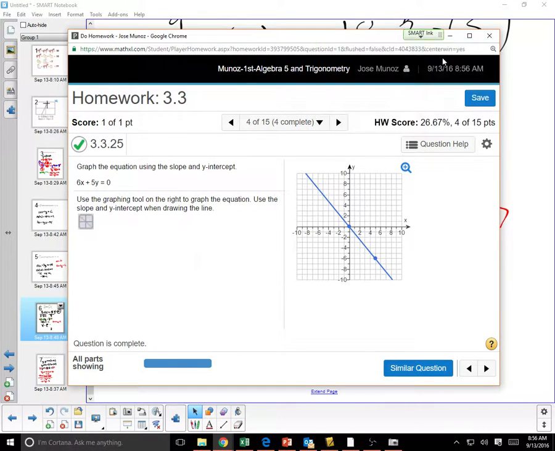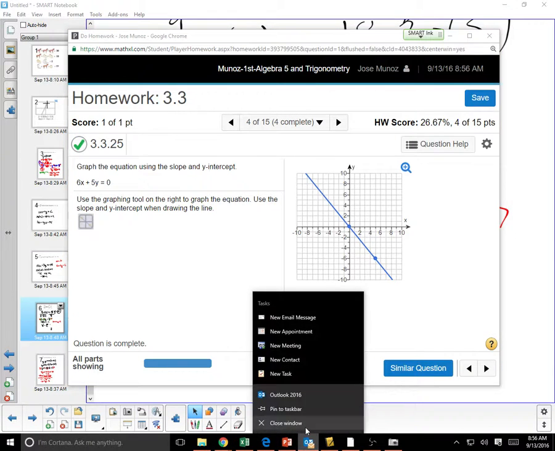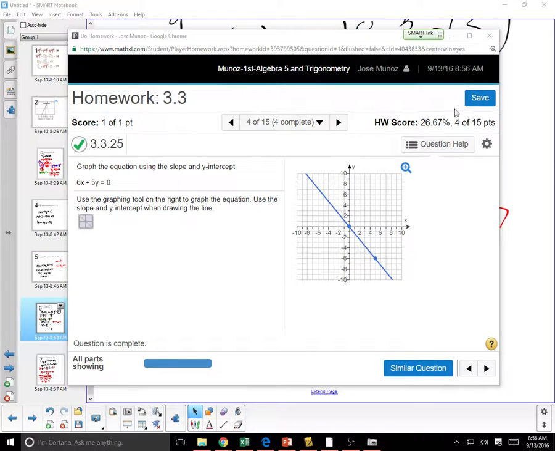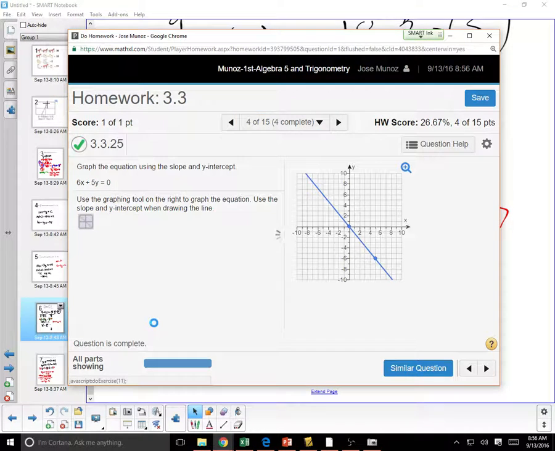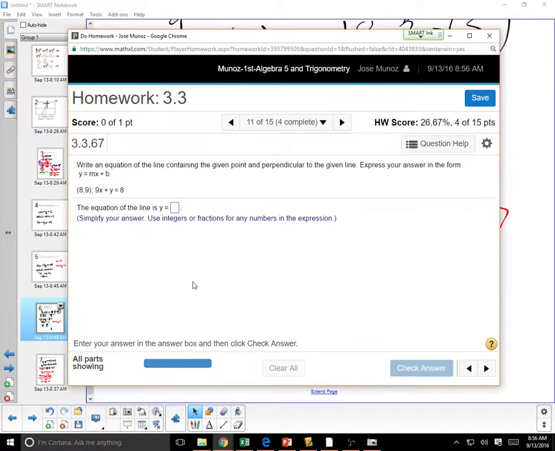Let me close my mail. I don't want that popping up. 11. Nothing's like dumb. 11 was dumb? I think you said that about every one of these problems. Stop hating on the math.